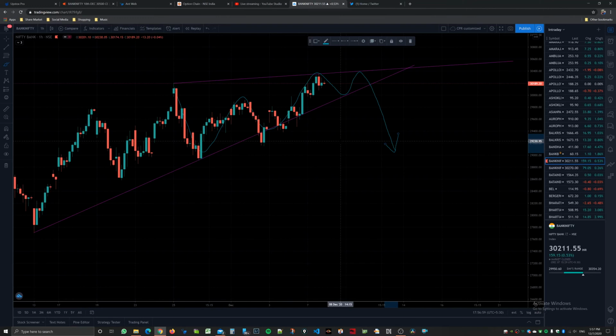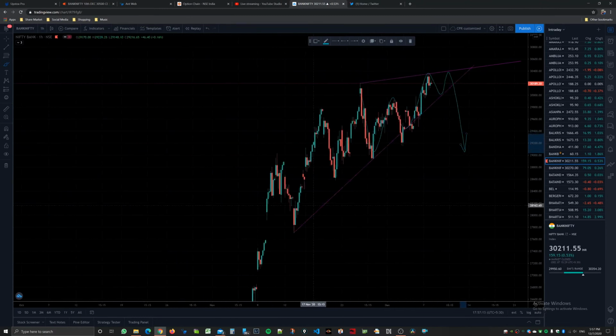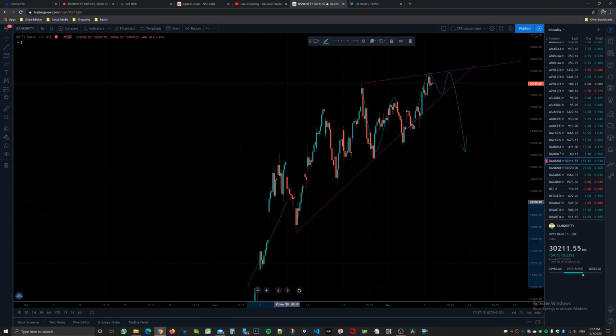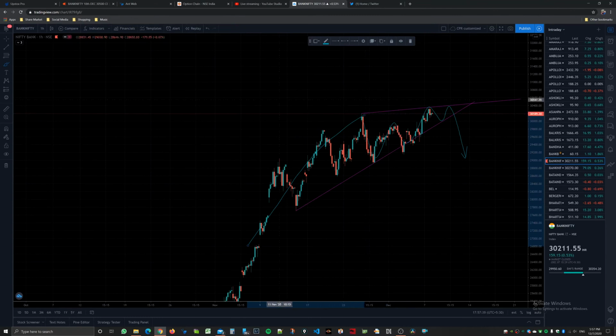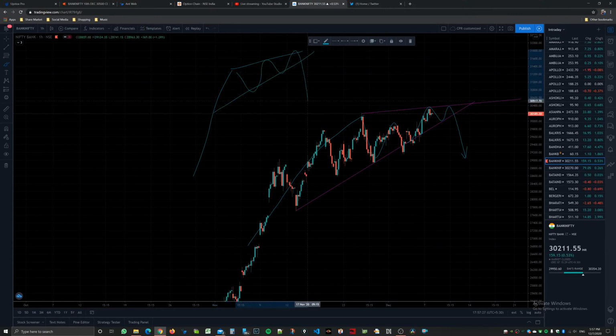So then the level of 29,000, this region, 29,100 to 200 region is very well possible, because the pattern says it that way. You can see the pole position is also very strong. It was a good rally. So basically the trend is like this. So this is the pattern I'm seeing in Bank Nifty 1 hour time frame.